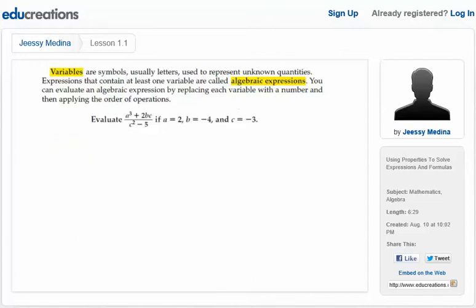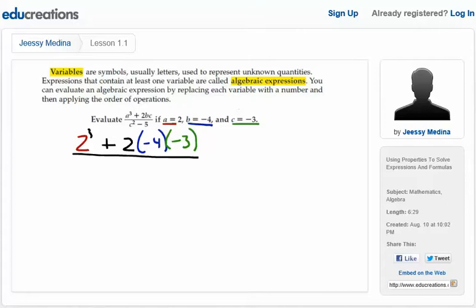Alright, this is another evaluate problem, but it's just a little more complex because you have a fraction bar. But it's the same concept. You're going to go in and substitute a 2 for the A, a negative 4 for the B, and a negative 3 for the C. So it would look like this. So you have 2 cubed plus 2 times the B, which is a negative 4, and the C is a negative 3. And it's multiplication. And all of this, both of them, divided by C squared, which is the negative 3, minus the 5.